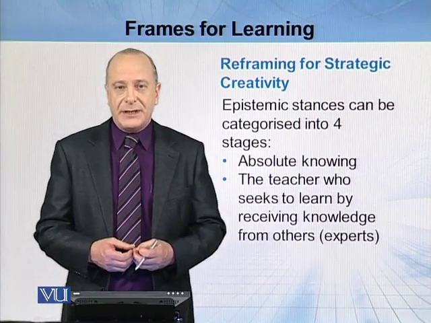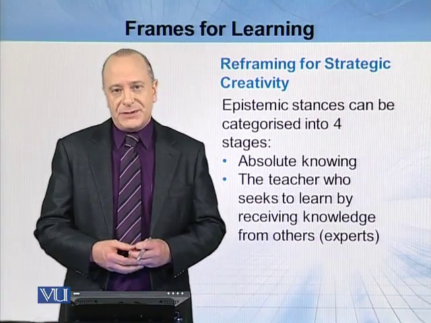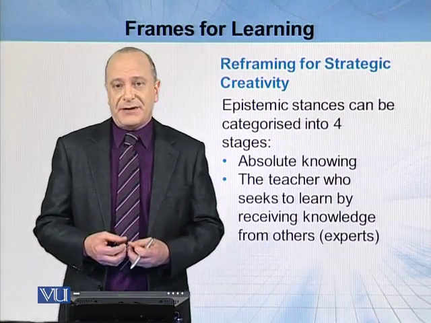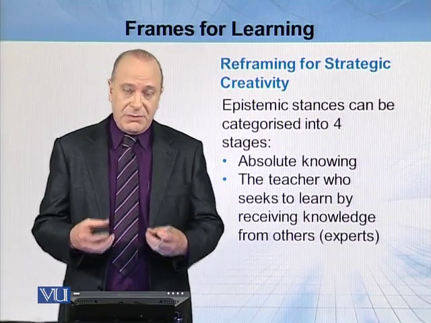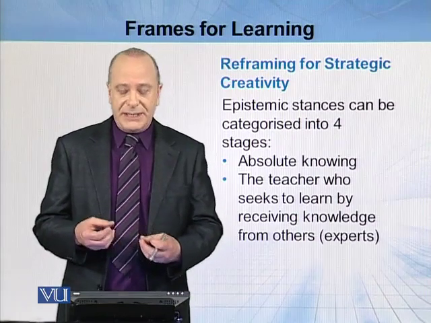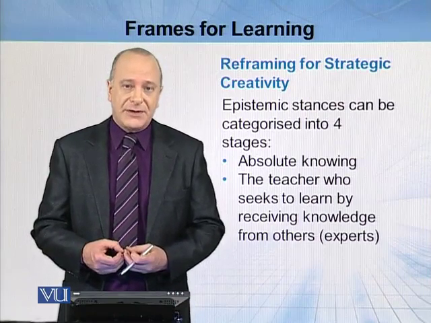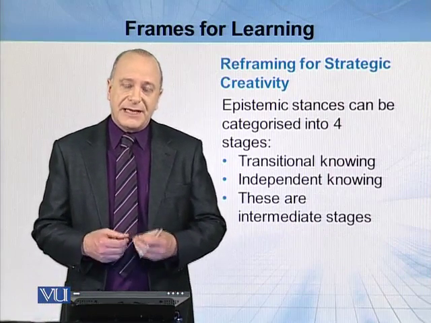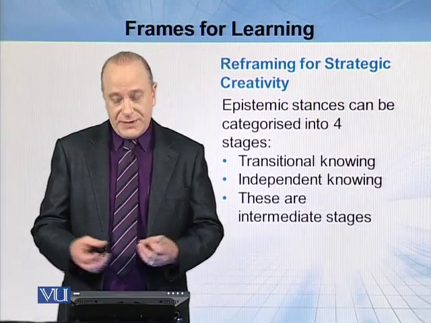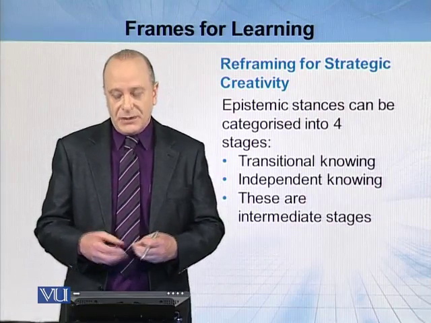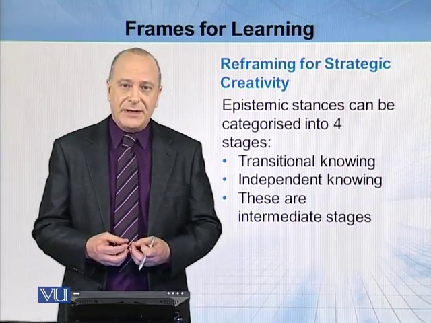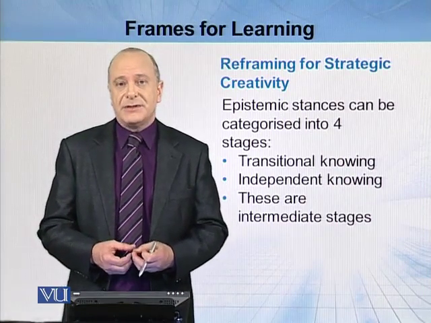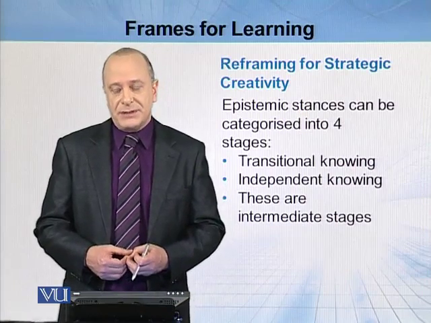Absolute knowing is the easiest one to understand. This, for the reflective practitioner, is acquiring facts, knowledge from others that we work with. It's simply a transfer of knowledge and experience. The second and the third phases, transitional knowing and independent knowing, are intermediate stages. They move the reflective practitioner from absolute knowing to contextual knowing.